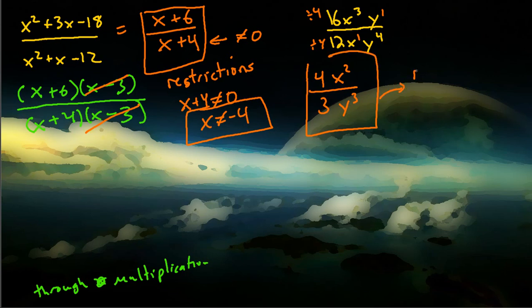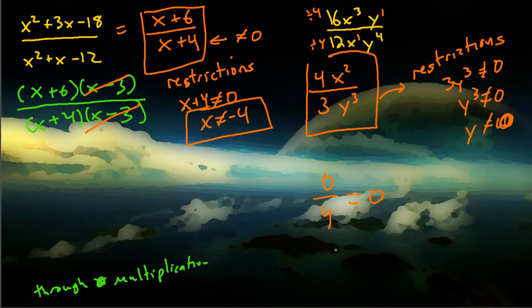And for restrictions, again, the denominator cannot be 0. So I'd say 3y cubed cannot be 0. So divide by 3, y cubed cannot be 0, which means if I do the cube root, y cannot be 0. Now, numerator can be 0. That's fine. If I had like 0 over 4, that equals 0. But if I have 4 over 0, that's undefined, and we don't like that. We do not like zeros in the denominator.